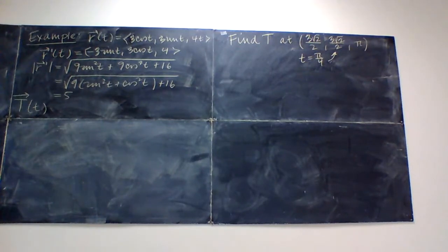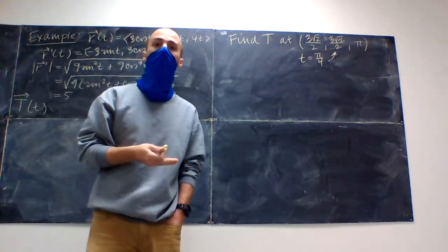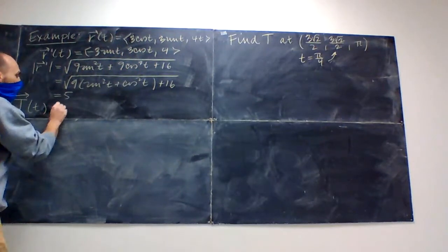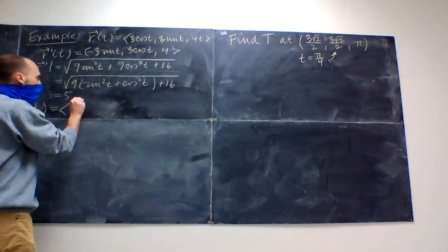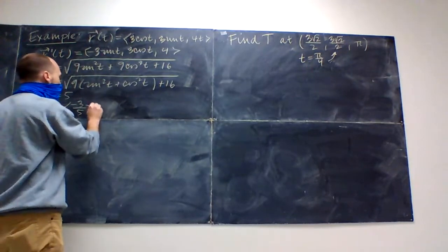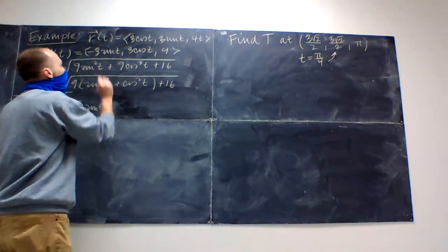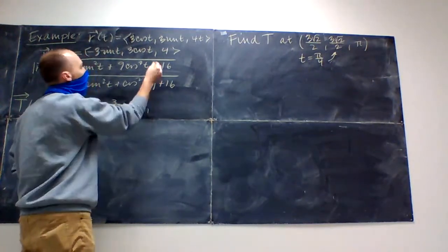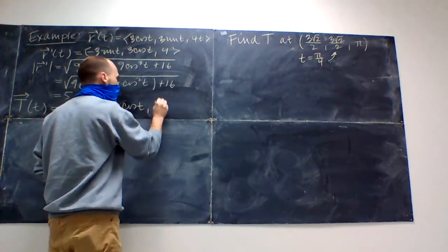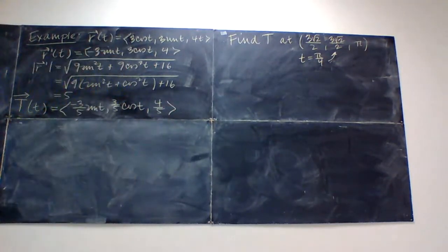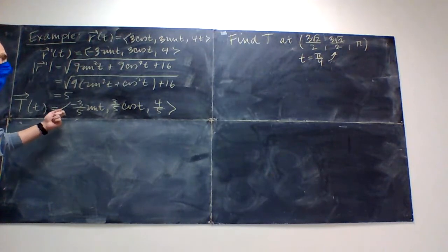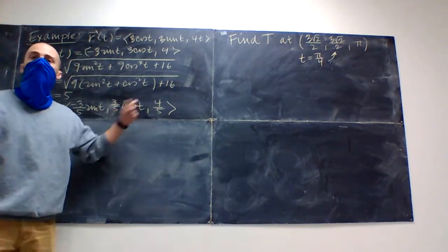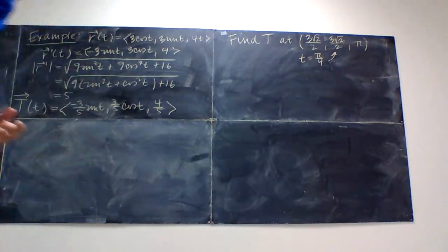So I'm just going to take all of the components of r prime of t and divide them by 5. So that's going to be negative 3/5 of sine t, positive 3/5 of cosine t, and 4/5. It might be good to just stop and check that we've got a unit vector here, and I do, because I know I'm going to have 9/25ths plus 16/25ths, and that'll be 25/25ths.